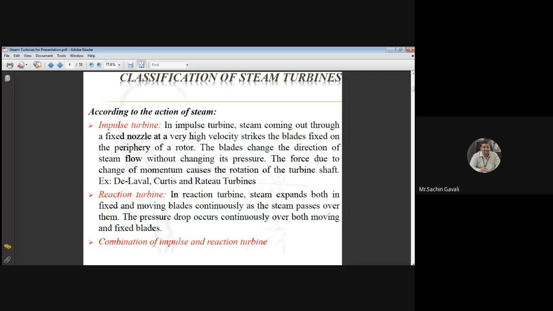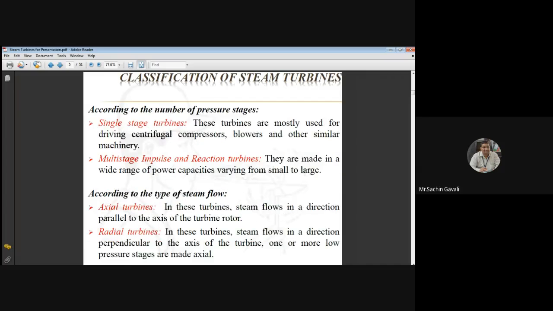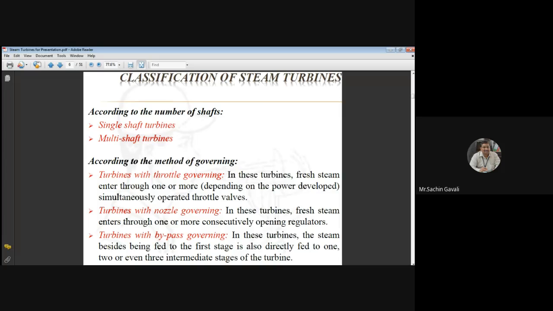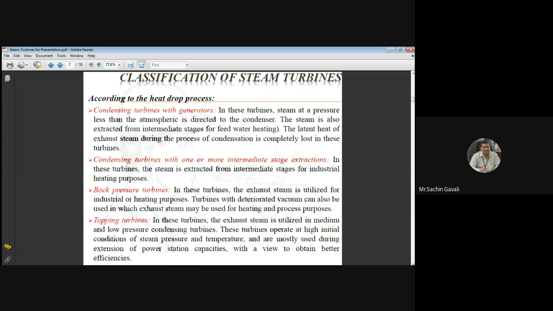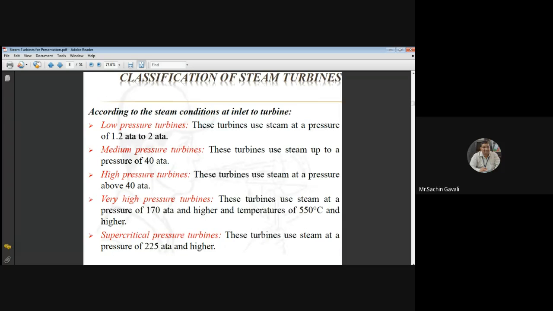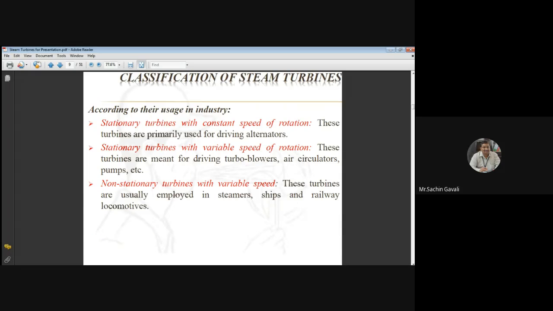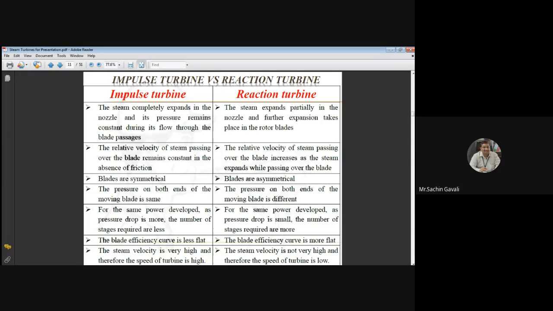Then there is a combination, sometimes we use the impulse turbine as well as the reaction turbine. Then according to the number of shafts, single shaft and multi shaft turbines. Then according to the method of governing: turbines with throttle governing, turbines with nozzle governing, and turbines with bypass governing.